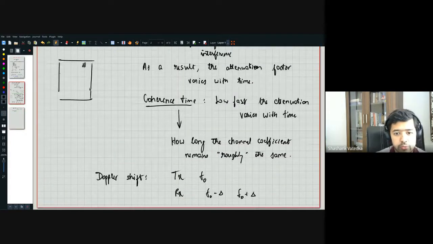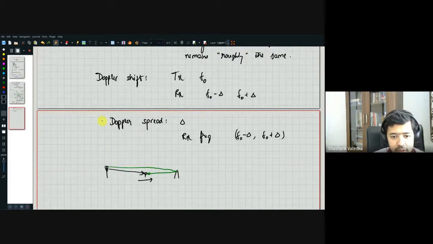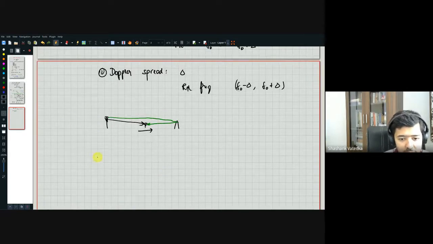Okay, so this is one component of a fading channel, which is the coherence time. The second component is the Doppler spread. There is a third component.